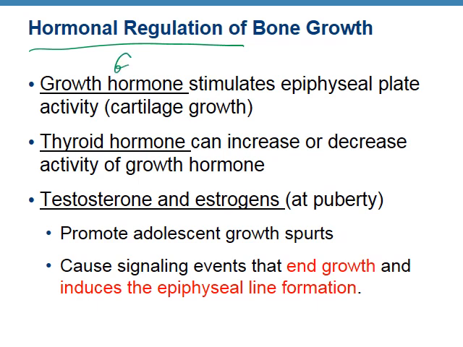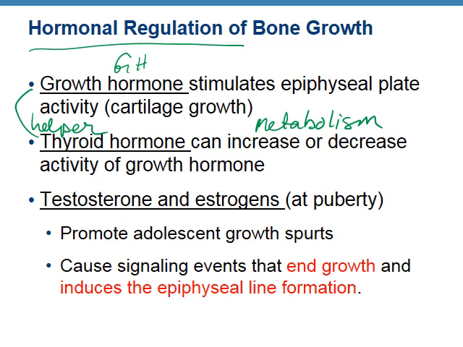So we have something called growth hormone. This is a hormone that's released from our pituitary gland, and it stimulates not only skeletal growth but also muscle growth. We have something called thyroid hormone. This has something to do with metabolism. We'll learn more about this in 202 when we talk about the endocrine system. But the thyroid hormone kind of acts as a helper for your growth hormone.